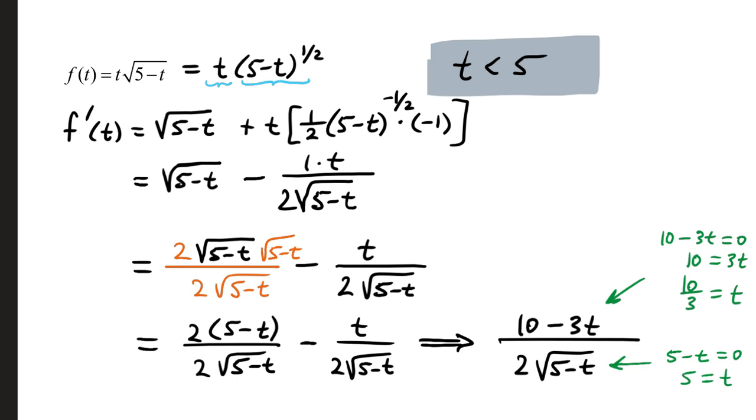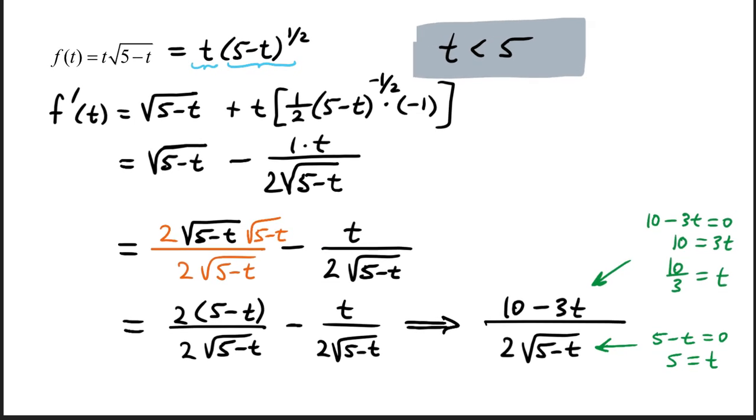Multiplying this out, 2 times the square root of 5 minus t times another square root of 5 minus t, that's 2 times 5 minus t. If you multiply the same radical together, you just get the radicand, or the stuff underneath. And this is all still over 2 square root of 5 minus t. Now I've got a common denominator, so here in the upper left I have 10 minus 2t minus another t, that's 10 minus 3t over my common denominator.